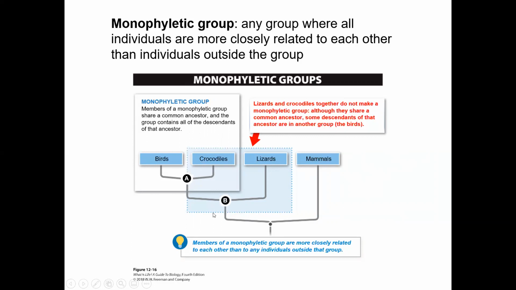However, if I were to circle, for example, this box right here around crocodiles and lizards, yes, they share the common node of B. However, that common node does not include all of the descendants. So it includes crocodiles and lizards, but we left out birds in this case. So that is not a monophyletic group.